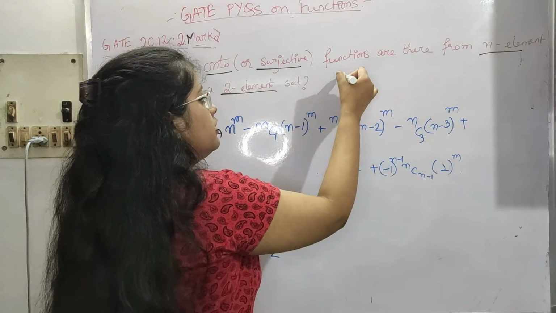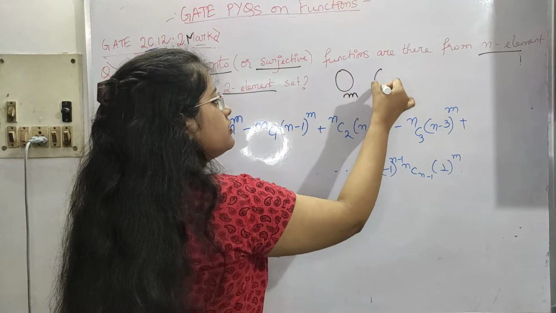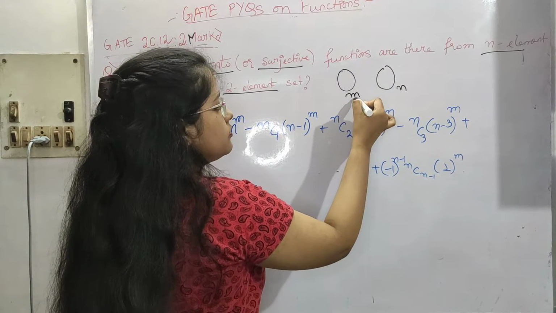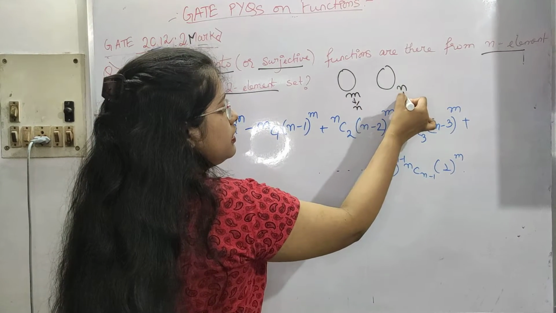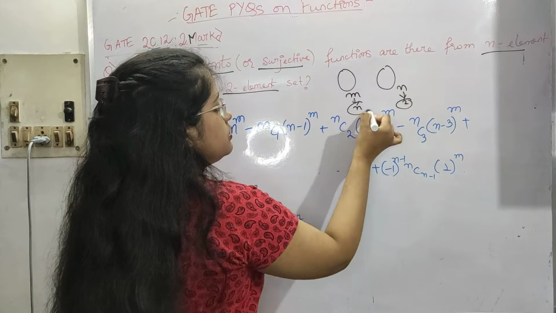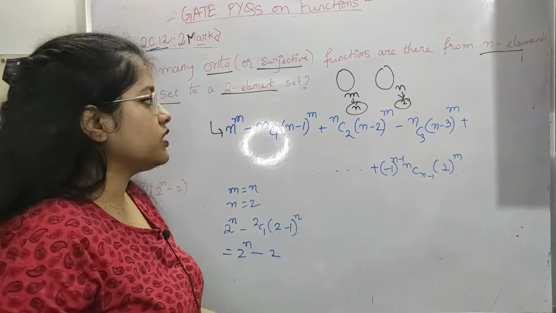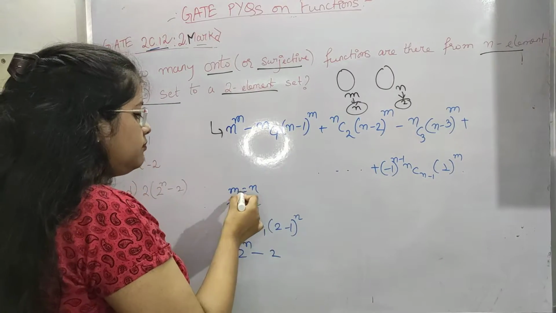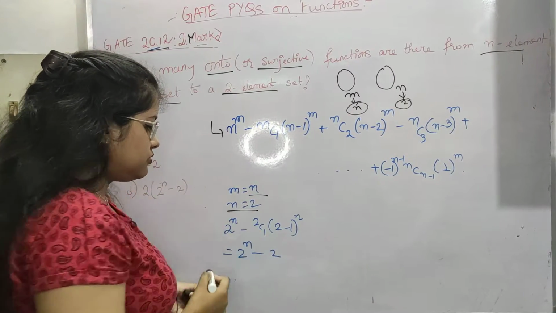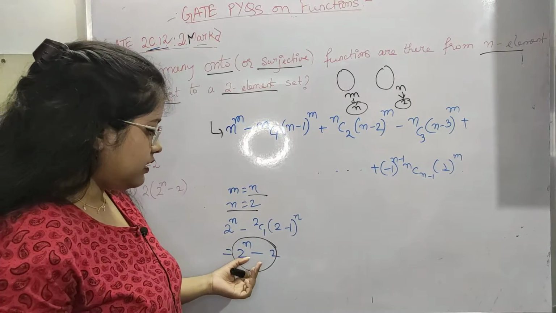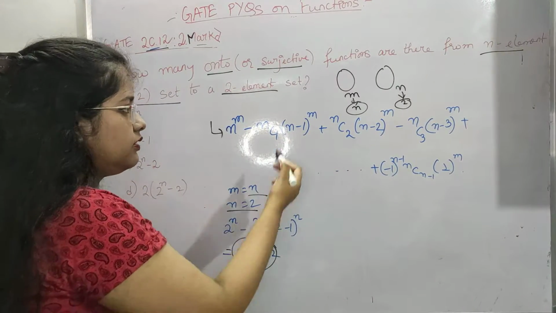So here we remember this, m is now n and n is 2. Okay, so this was our onto function formula, and I have written it out. Now just put m equals n and n equals 2, and you will get this. So this is coming as 2 to the power n minus 2. You can just put the values here.